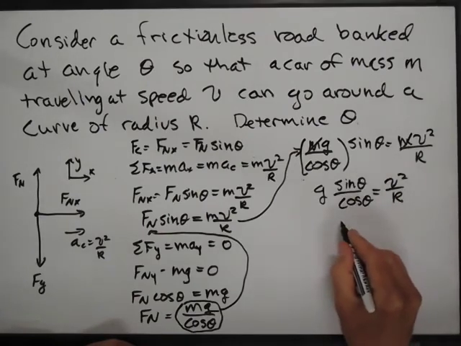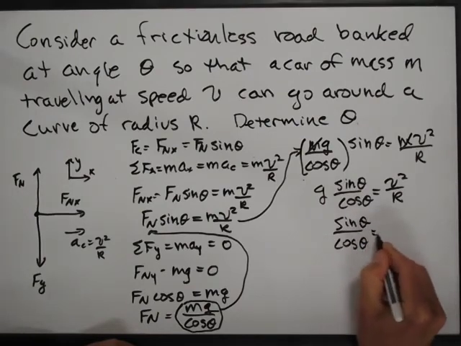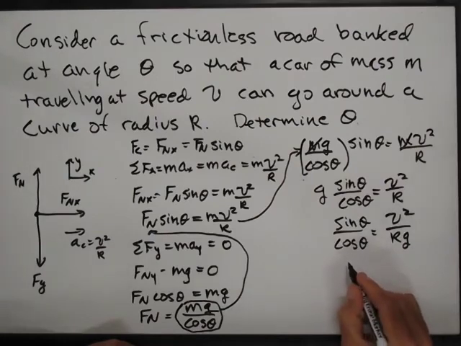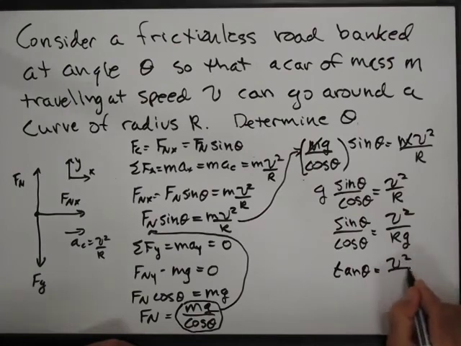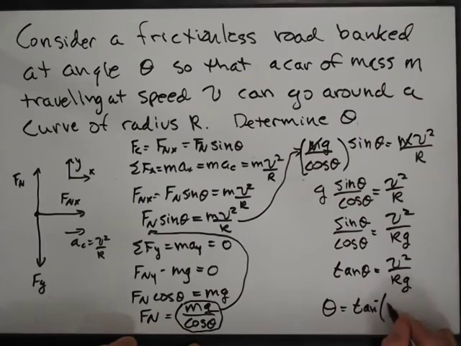If I want to have the thetas on one side, I get sine theta over cosine theta is equal to v squared over rg. We saw this equation before. Sine over cosine, if you remember, is tangent. Tan theta is equal to v squared over rg. So I could say theta is equal to the inverse tangent of v squared over rg.